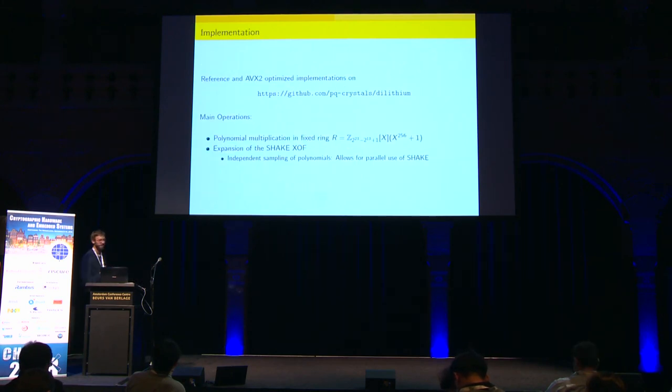Okay, so with this, I want to turn to the implementation now. We have produced two implementations, one reference implementation in plain C and one AVX2 optimized implementation. You can find both of them on our GitHub repository. In general, the operations which are most important for the speed of the final scheme are polynomial multiplication in the ring, and I will say more about this later, and secondly, expansion of the SHAKE XOF.